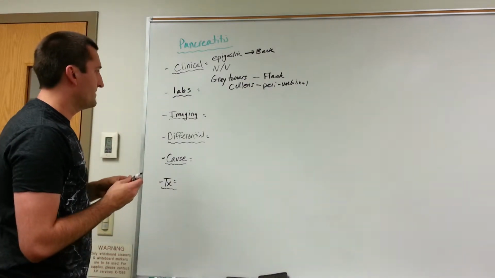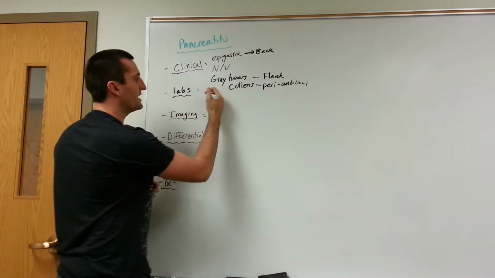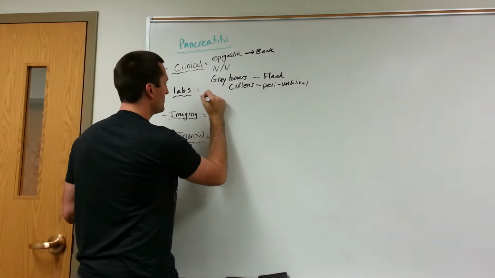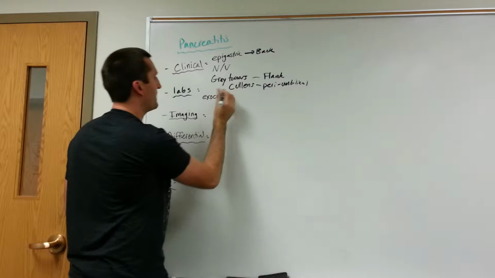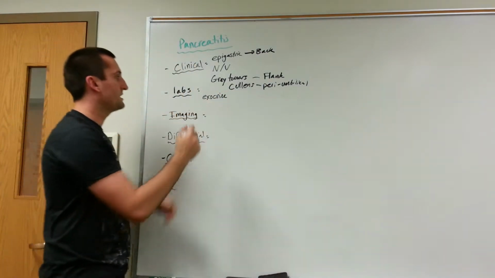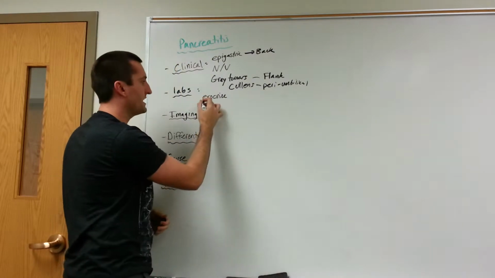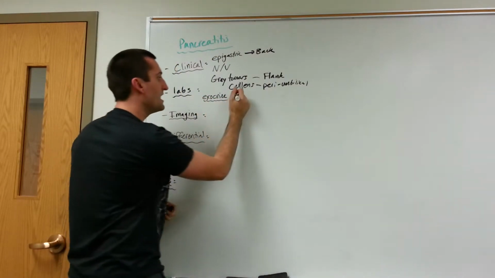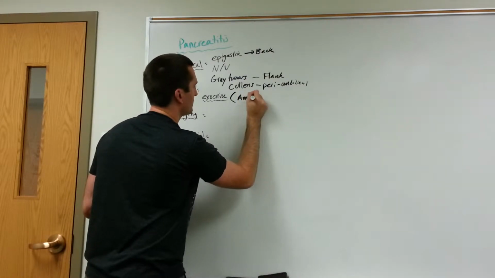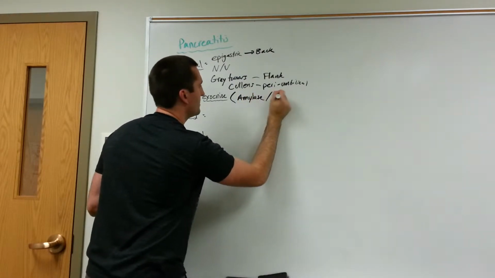Let's take a look at lab values. So labs, you've got two main labs that I want you to consider. So we're going to be looking at the exocrine function. So the pancreas, it has an endocrine and an exocrine function to it. In a patient with pancreatitis, we're going to take a look at their exocrine. And more specifically, there's two enzymes. There's going to be amylase, and there's going to be a lipase.